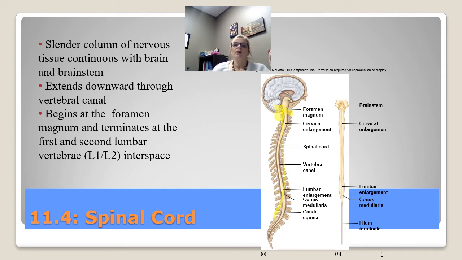The gray matter of the spinal cord is made mostly of interneurons. All right, and it's divided into what we call horns. It begins at the foramen magnum, which is, remember, that large hole in the base of the skull, and it's going to end or terminate at the first and second lumbar vertebrae. Then it's going to dangle on down here as those free nerves, the cauda equina.